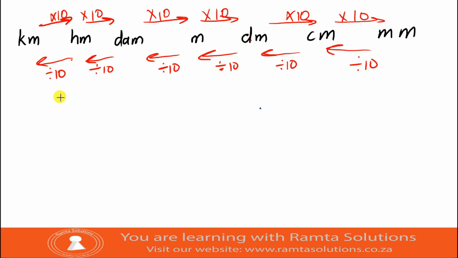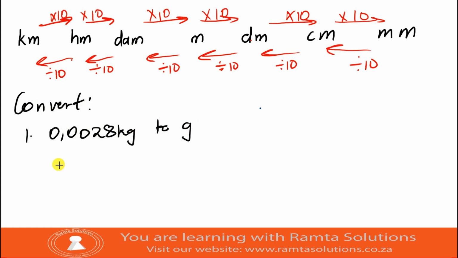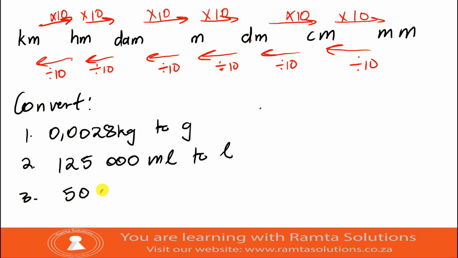Okay, so let's do an example to help you understand this. So as examples, let's say convert number 1, 0.0028 kilograms to grams. Number 2, 125,000 milliliters to liter. Number 3, 50,000 centimeters to kilometer, right? Okay, so let's get into it.